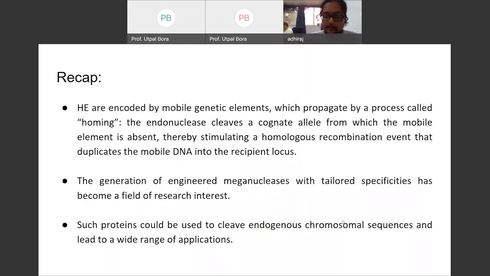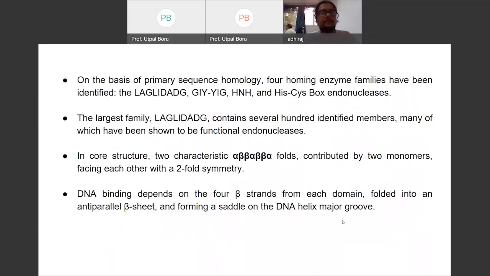So anyway, moving on. On the basis of the primary sequence homology, four homing enzyme families have been identified, as was discussed by Sir. These are the five families: LAGLIDADG, GIY-YIG, HNN, HNH, and the histidine-cysteine box. Out of these, LAGLIDADG is the largest family. It contains most of the homing nucleases. The largest family, LAGLIDADG, contains several hundred identified members, many of which have been shown to be functional endonucleases, right?